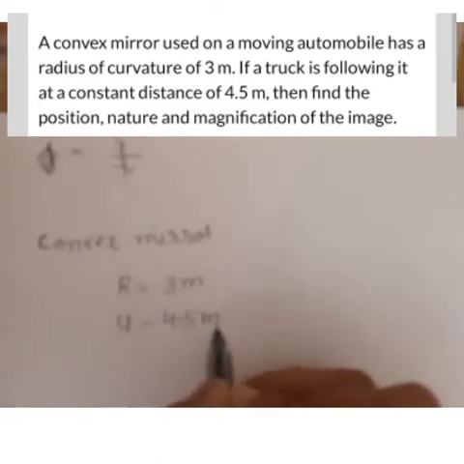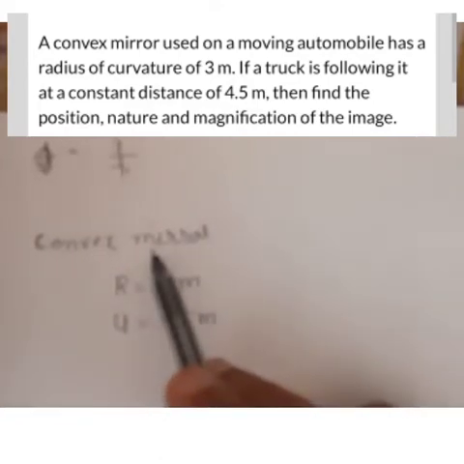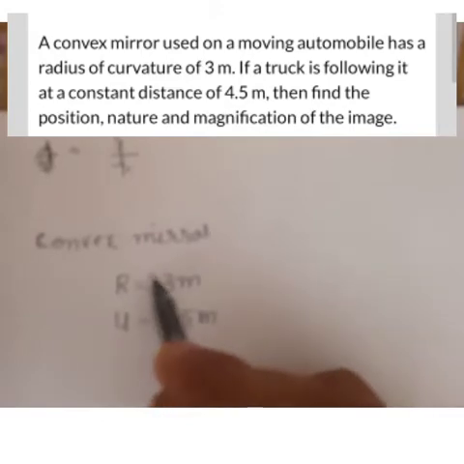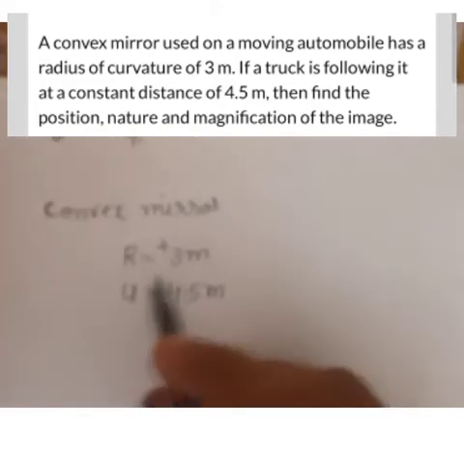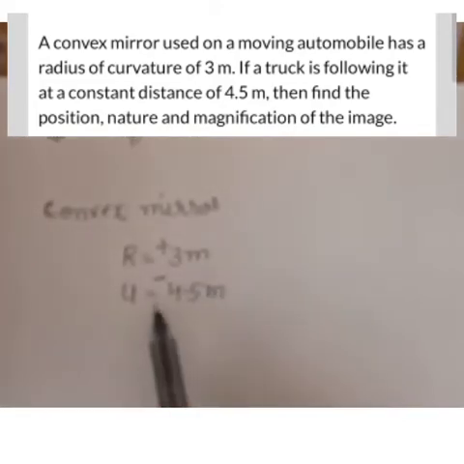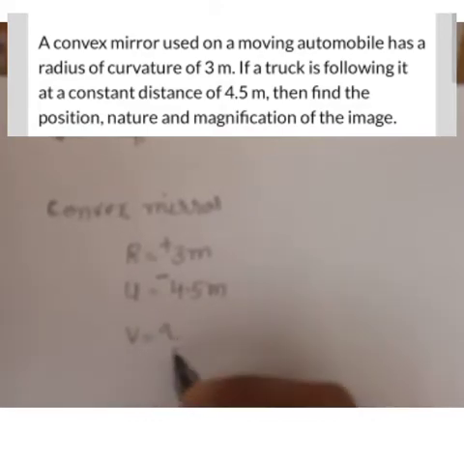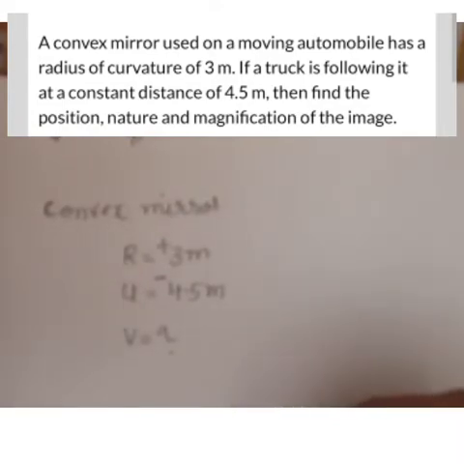So U is equal to 4.5 meter. Here it is a convex mirror, so the radius of curvature is positive. Then the object distance is negative, so you have to put the negative sign. So U is equal to negative 4.5 meter. Then what's the question? You have to find out the position. Position means V. Then the nature and magnification of the image.